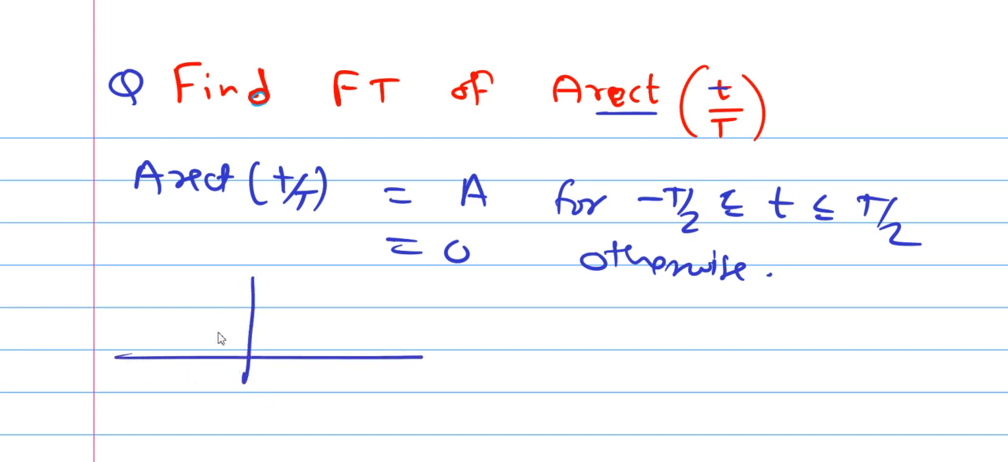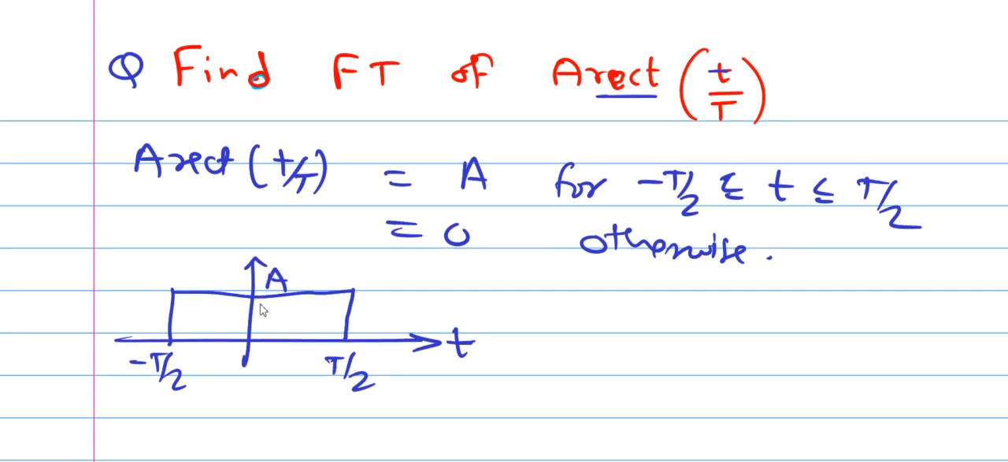Its graph in the time domain: its amplitude is A from minus T by 2 to plus T by 2. So this is the sketch of the rectangular function. Now this function is an even function. The rectangular function is an even function.